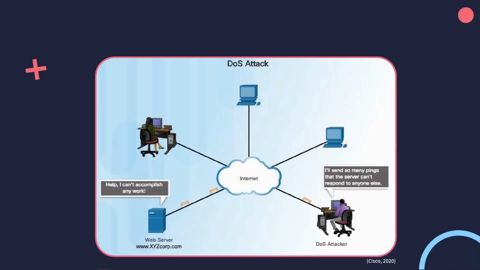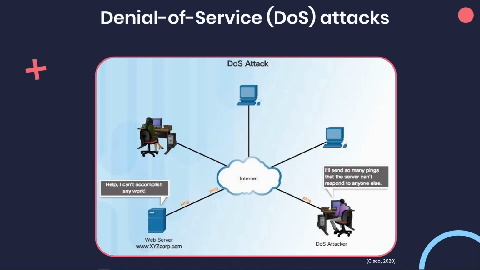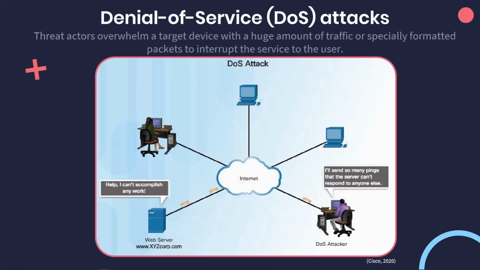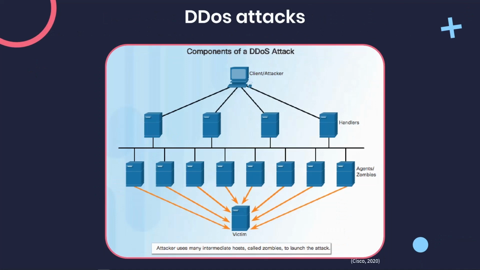We have mentioned DOS attacks already, but I would like to look at them more closely as they are a very common form of cyber attack. As we've said, threat actors overwhelm a target device with a huge amount of traffic or specially formatted packets to cause an interruption of the service to the user. As you can see in the diagram, the threat actor is able to overwhelm the server simply by sending too many ping requests. The server has to respond to all the requests, and in the process, it ignores any other requests. You also get DDoS attacks.